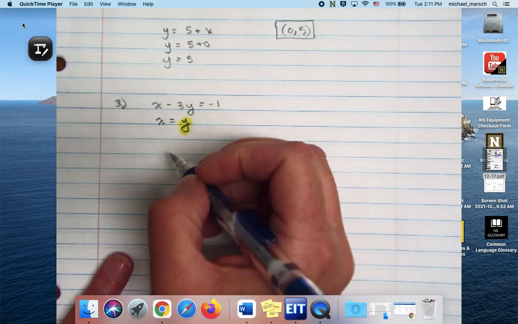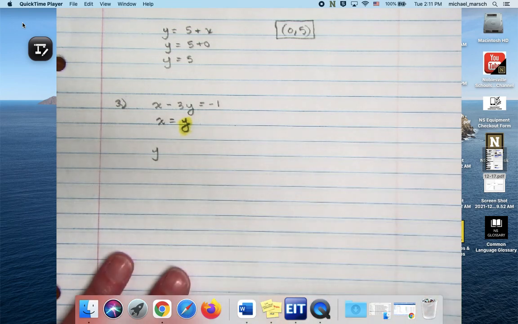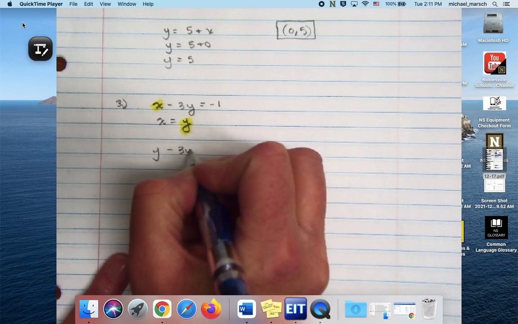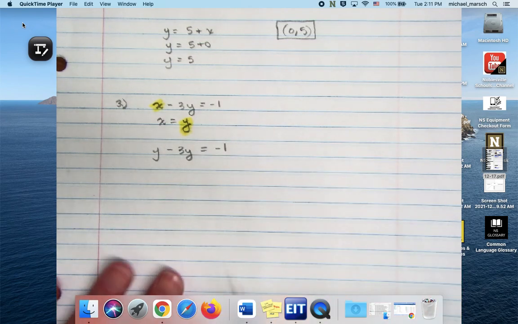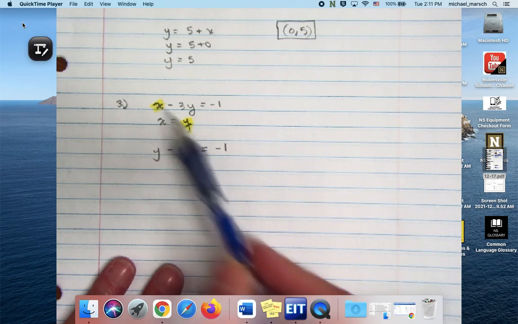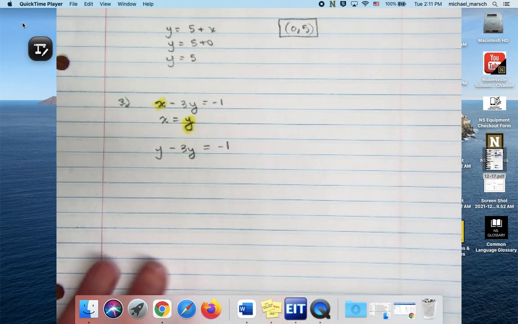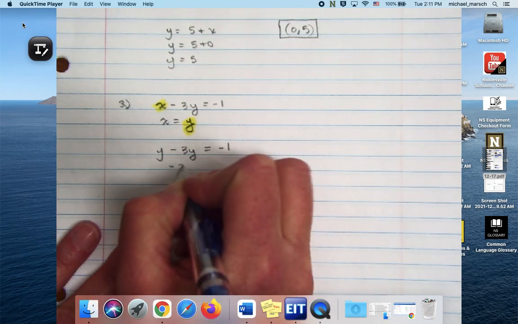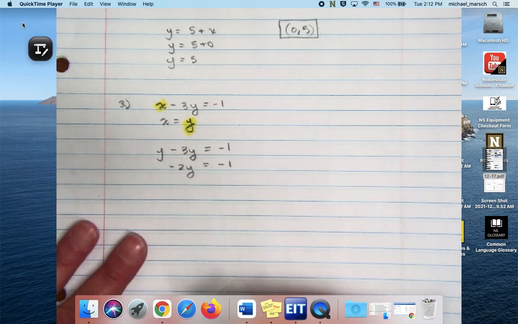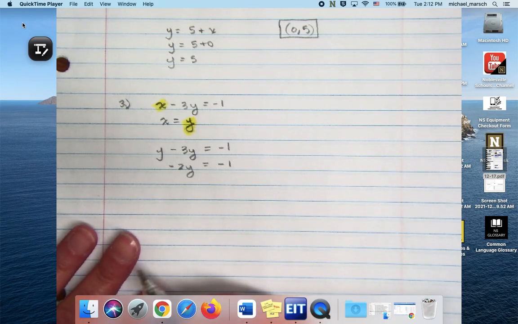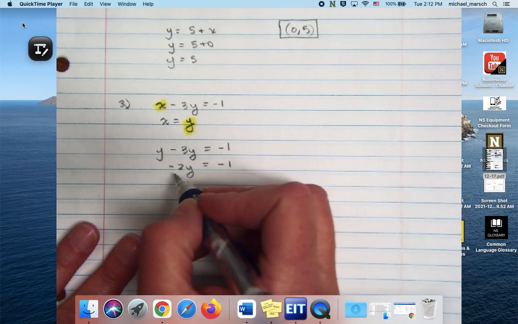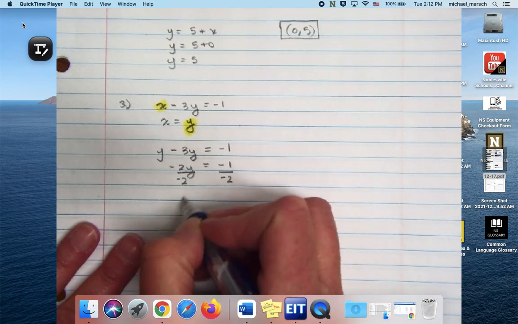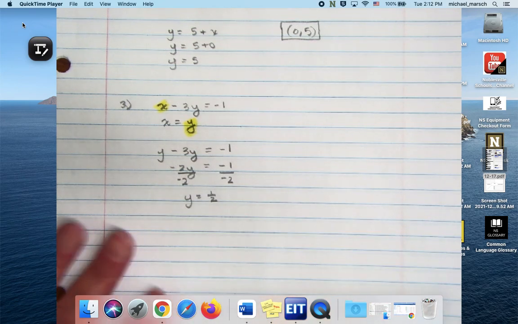So I'm going to end up with y. This is going to get real confusing. Minus 3y equals negative 1. So I put this for there because x equals y. Right? So I'm going to get negative 2y equals negative 1. Y equals 1/2.